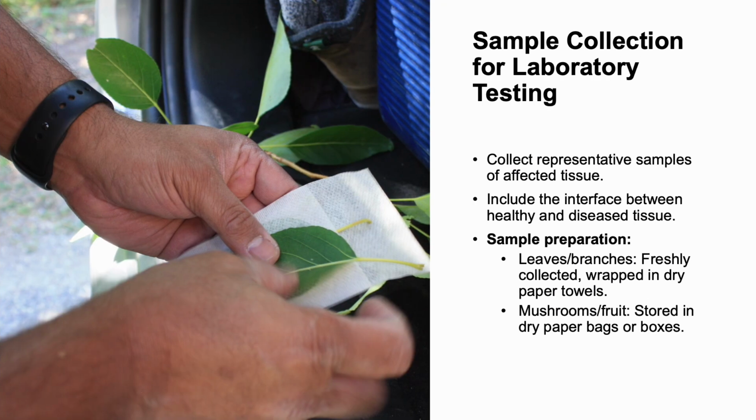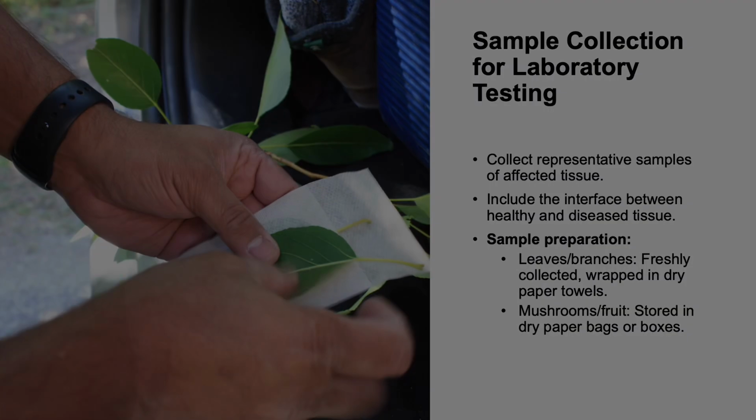Proper sample collection is key for accurate diagnosis. Samples should represent affected tissues with a clear interface between healthy and diseased areas. Leaves and branches should be freshly collected and wrapped in dry paper towels, while mushrooms and fruiting bodies should be placed in dry paper bags or boxes. Correct sample handling helps preserve diagnostic quality.